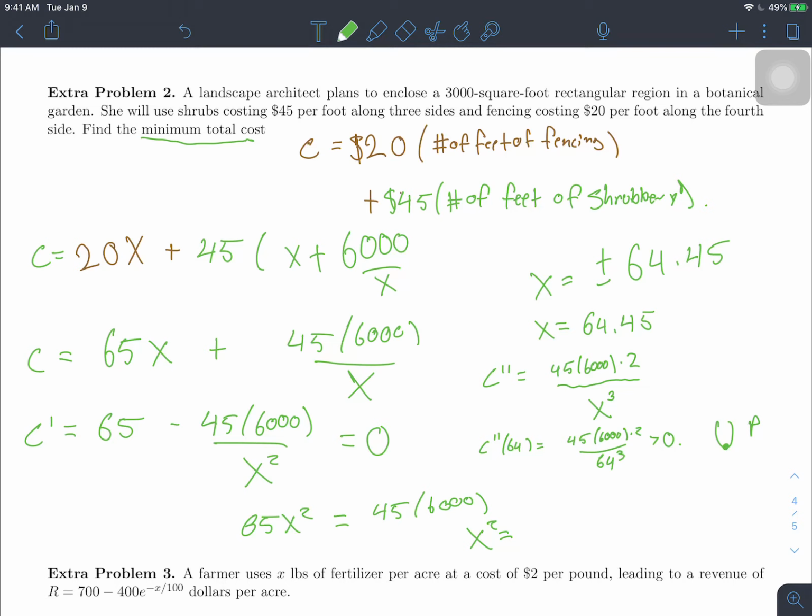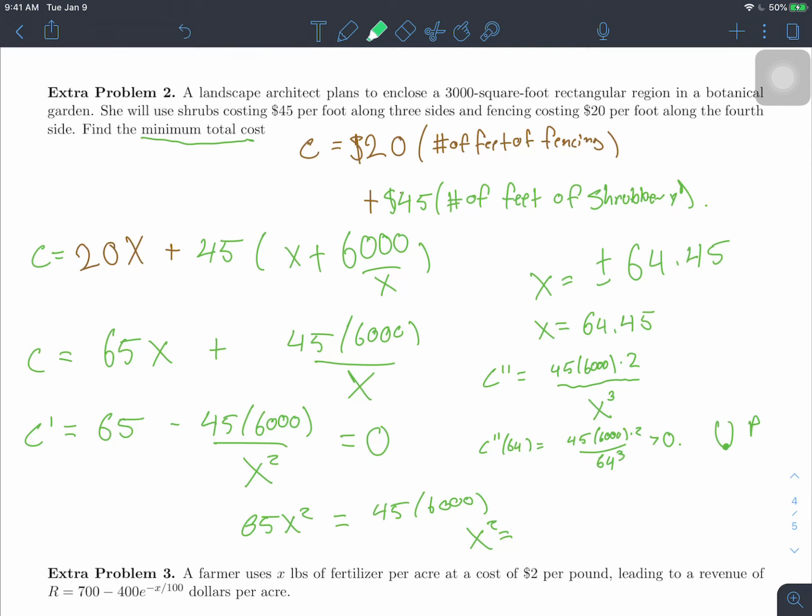Questions? Yeah, how did you get to, we have C equals 20x plus 45, and it's like half of the 20x is in a different color? You're talking about this part right here, right? Yeah, so how did you get from that to 65x plus 45 times 6,000 over x?